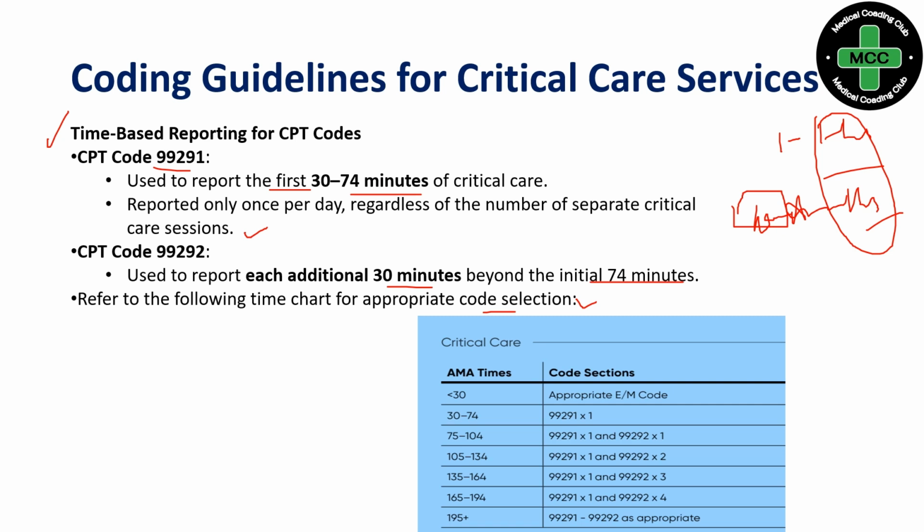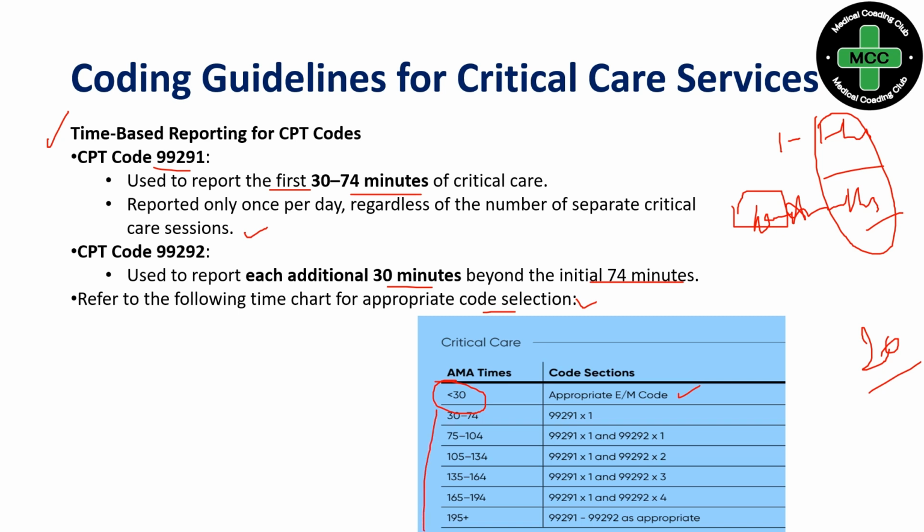If you see here, less than 30 minutes: if the physician is performing critical care for less than 30 minutes, then that is not eligible to code critical care service. We will go with the appropriate E&M code. For example, a patient is admitted in the hospital and getting critical care, but the physician has performed critical care for 20 minutes. In this case, you don't have to code for critical care service. Instead, you will code a hospital initial services code. So for less than 30 minutes, remember, we will not code critical care. It should meet more than 30 minutes.